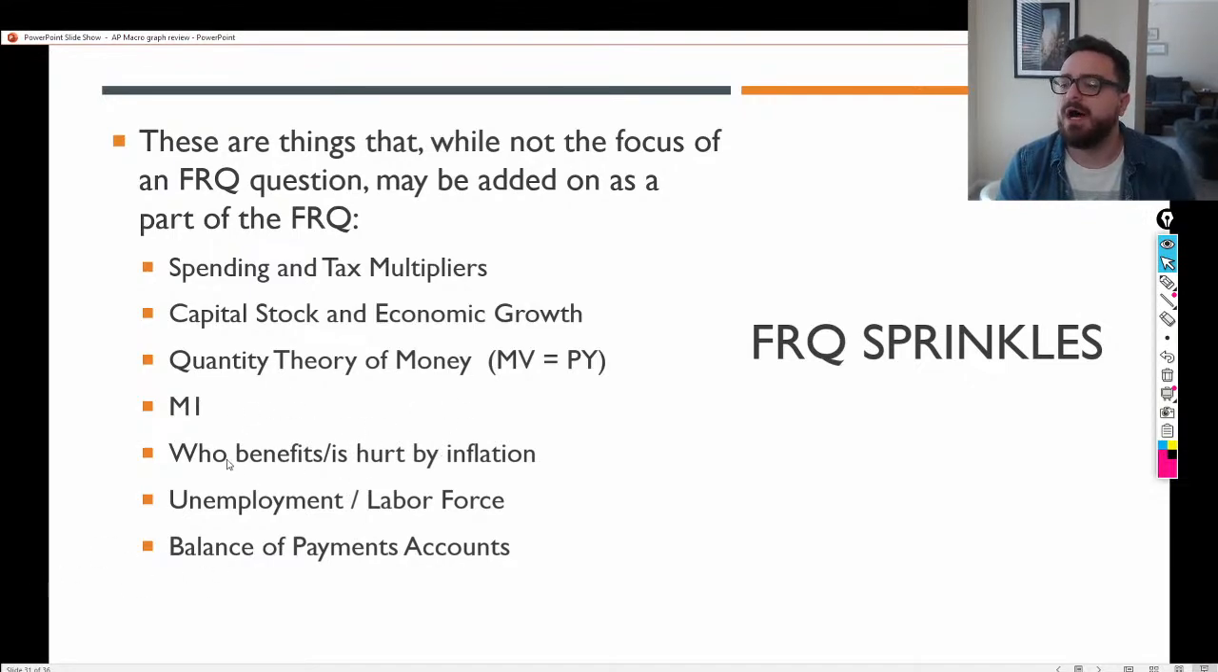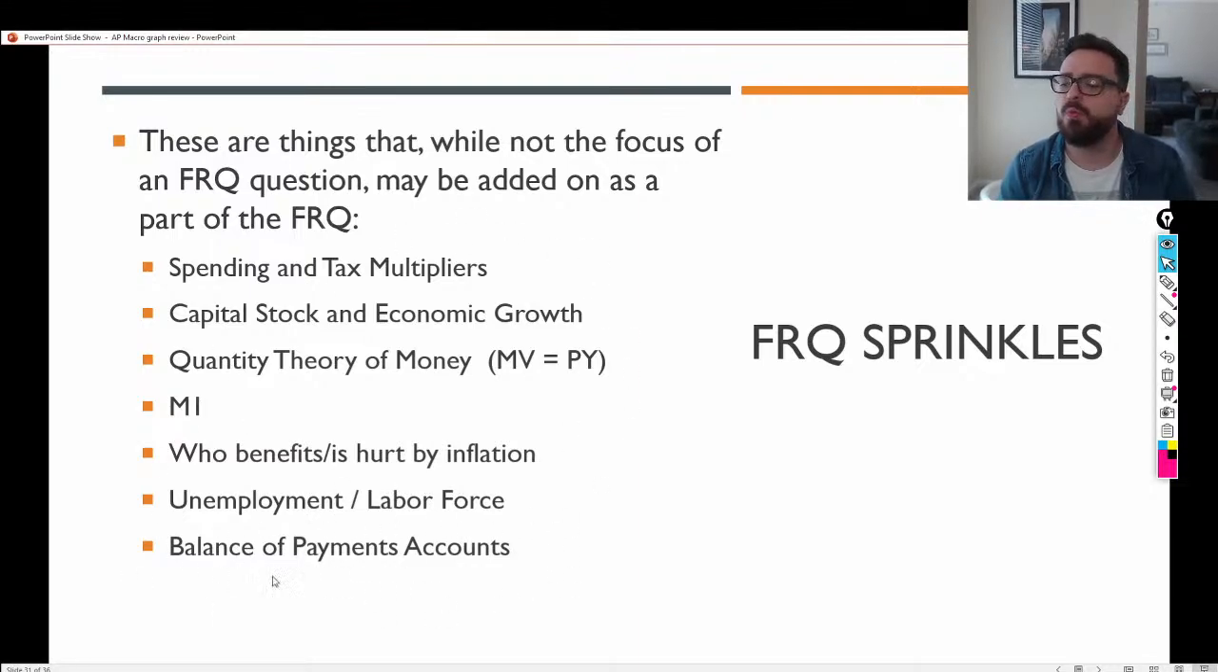Okay, more. Who benefits and is hurt by inflation? The short version is borrowers benefit from it. Lenders and savers get hurt by it, but we've gone over this a bunch. Make sure you know labor force and unemployment, who is unemployed, who's in the labor force, what the formulas are for those, because those could be snuck in, and balance of payments accounts.